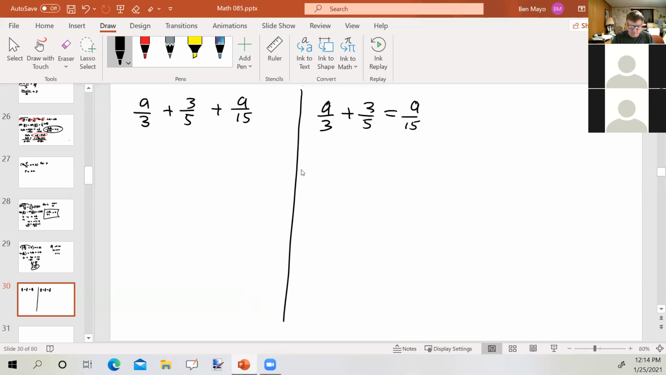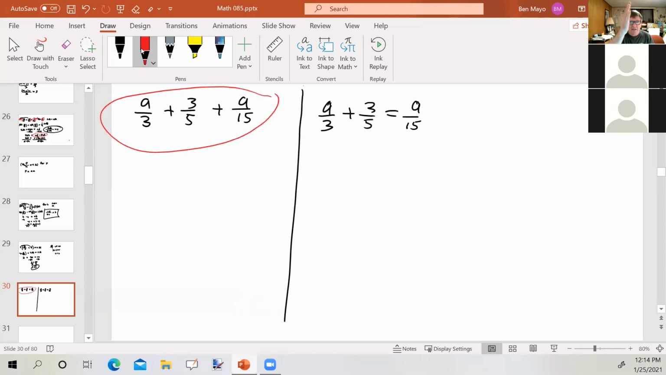Well, this first thing right here is kind of like this. The second thing is like that. Can anybody guess what I'm trying to get at? What's the difference between these two problems? One's being added and one's being equal to, so both sides will give two different solutions. Yeah. So the first problem, A over 3 plus 3 over 5 plus A over 15, is just one side of an equation. It's not an equation. You can't clear the fractions. You can't multiply both sides by 15 because you don't have both sides.